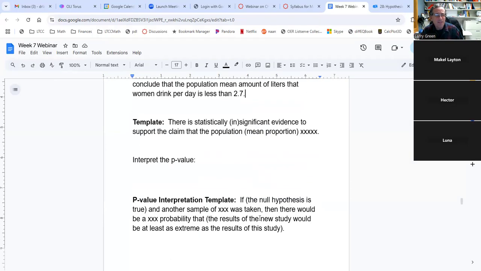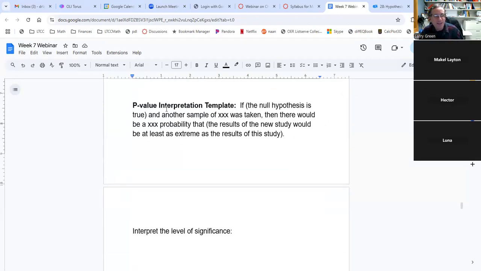Okay, I have some templates here. This is a template for the conclusion of the hypothesis test: there is statistically either significant or insignificant evidence to support the claim that the population mean or proportion is whatever you're claiming.